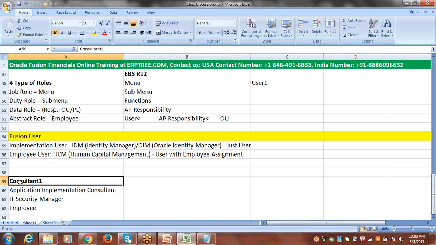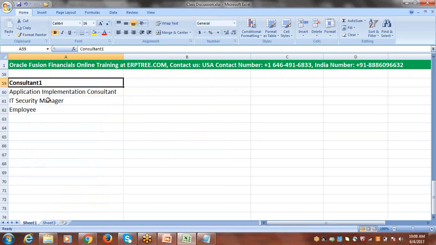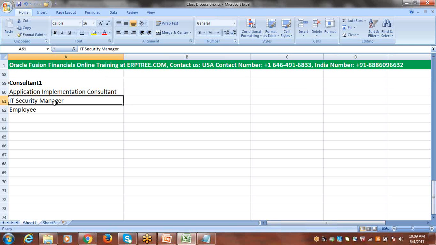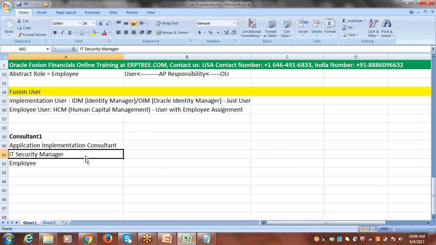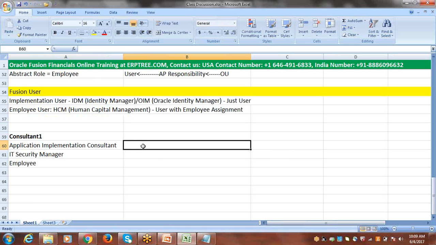Say we have consultant 1, and we want to allow consultant 1 to create new users. For that purpose, we assign the IT security manager role to this consultant. Not only for that reason: if you assign the IT security manager role to any user, the user will get the privileges to create new users, and that user can create custom roles. The IT security manager will allow the user to create custom roles. This role will be useful to do the system configuration.